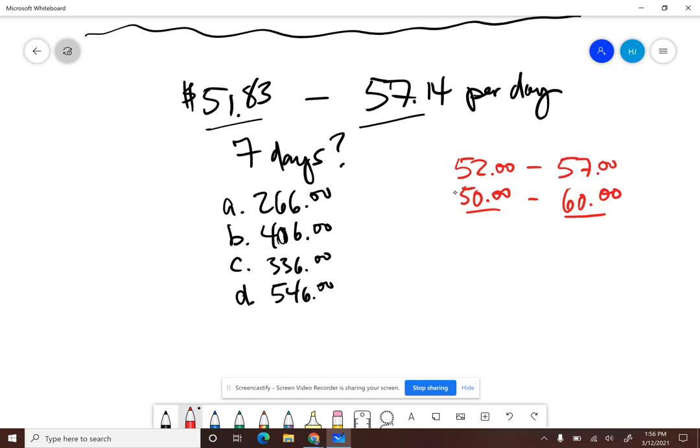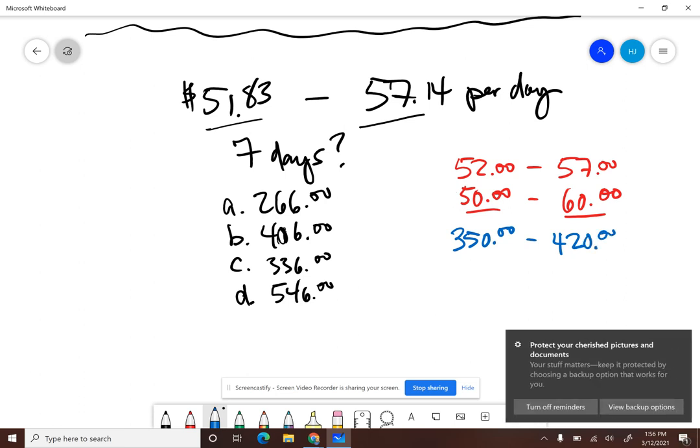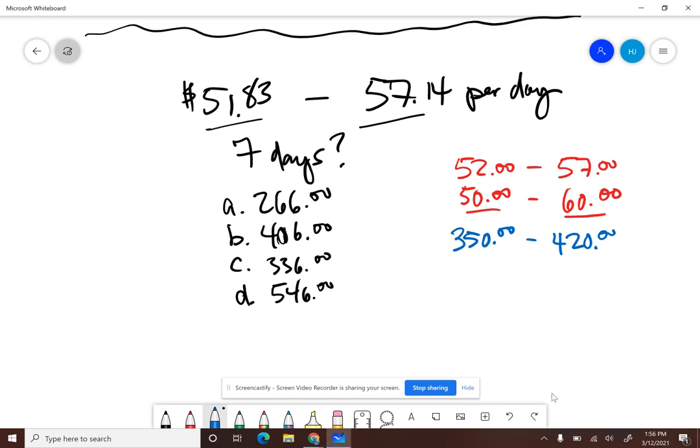So let's say $50 times 7 days. Well, 5 times 7 is 35. And then I just add the 0. So now I have $350 there. Now I can use this 60 times 7, or 6 times 7 is 42. Now you have to know your number facts, right, to be able to do this quickly. 6 times 7 is 42, and then I'm going to add a 0. So that means the amount that I'm really looking at here is something between 350 and 420.